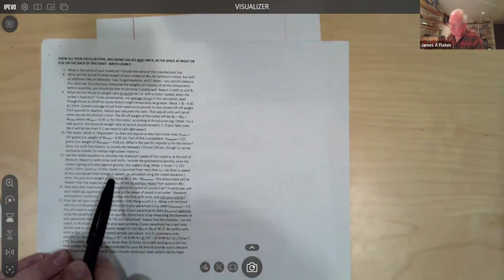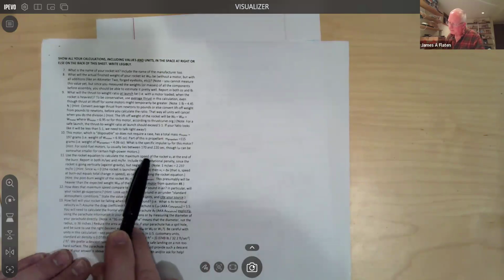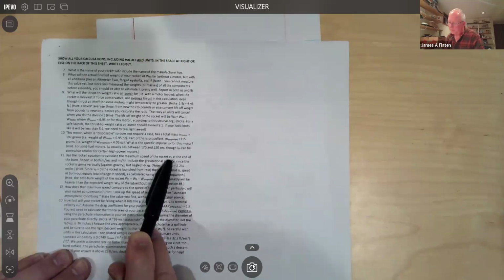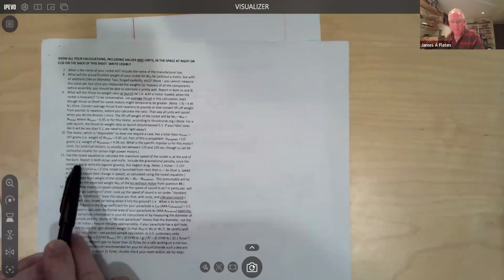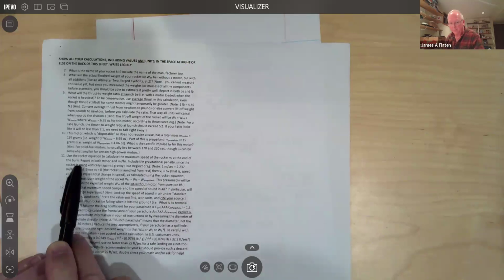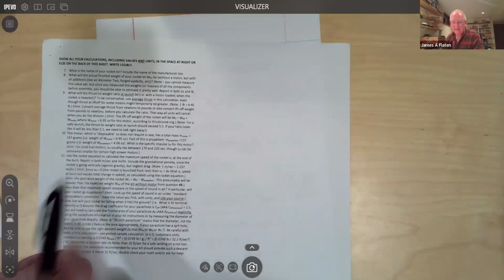Another thing that I want to do in this same homework assignment is calculate how fast the rocket is traveling. What is the maximum speed of the rocket at the end of the burn? When a rocket motor burns, the rocket goes faster and faster. And then when it stops burning, the rocket goes slower and slower. So the fastest speed is just when the burn is over.